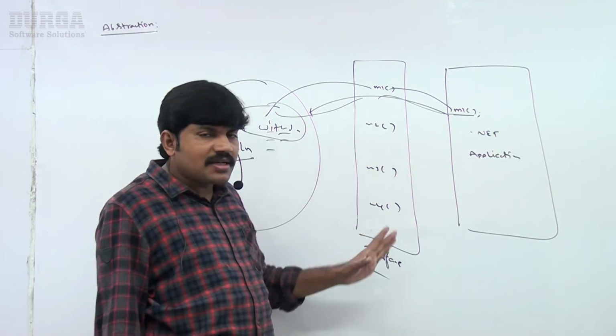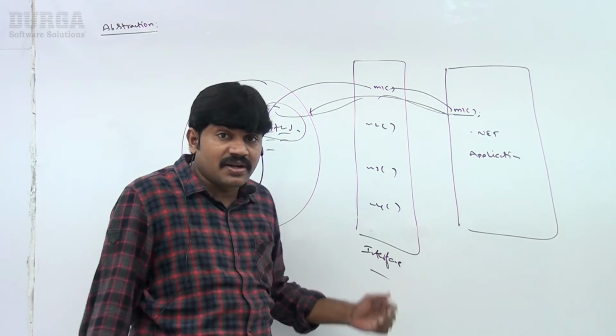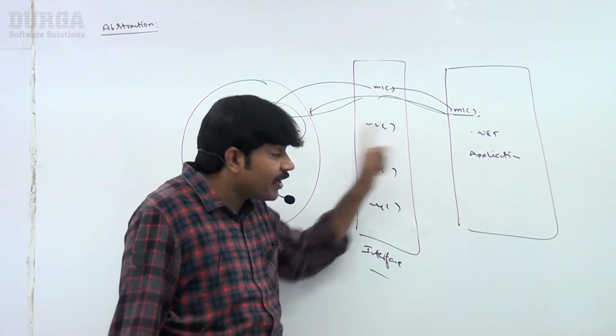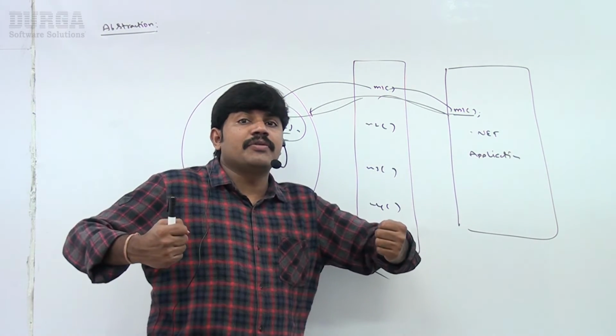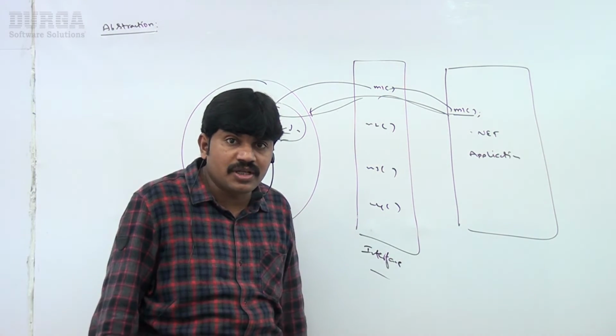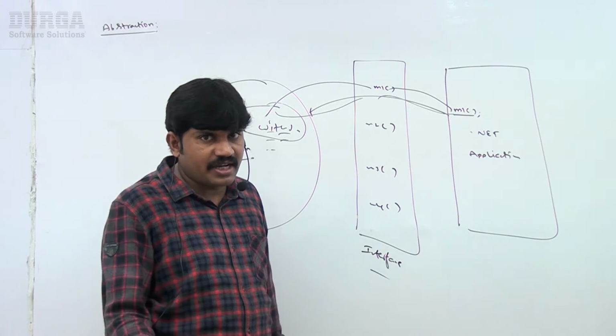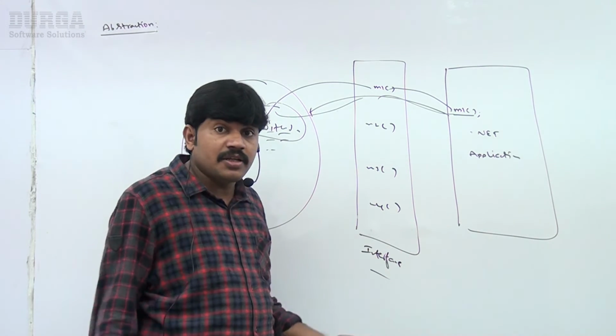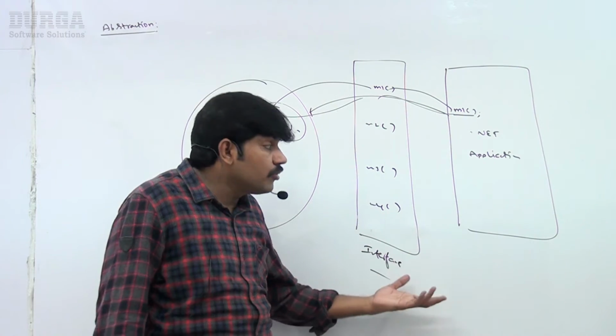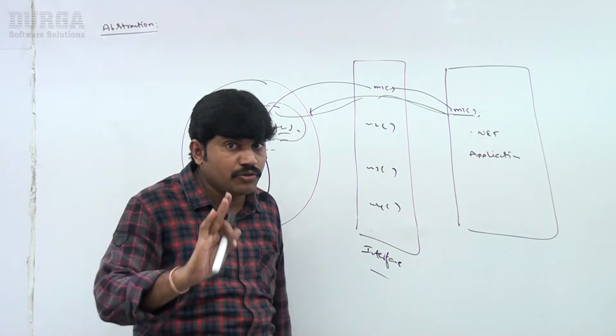Because of this abstraction, because of this interface concept, two different applications also can communicate with each other without highlighting our internal implementation. Everyone can understand? So abstraction is very important in our day-to-day coding in real time. Please make sure you are aware.